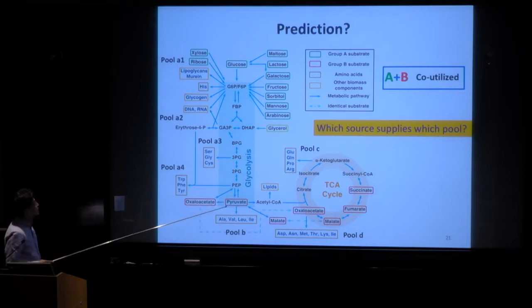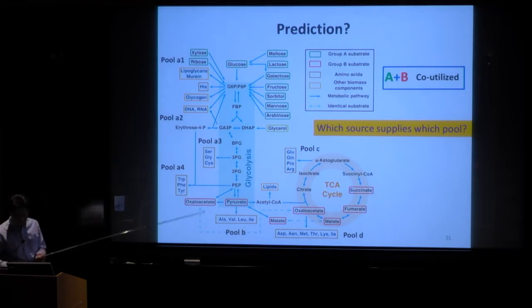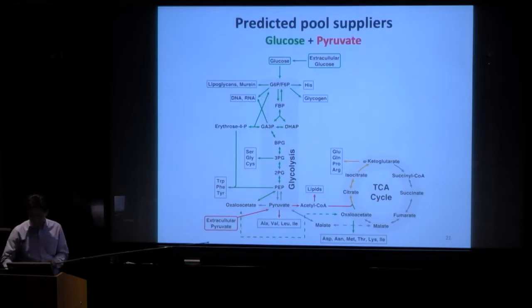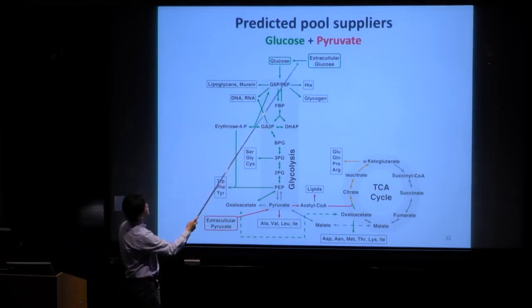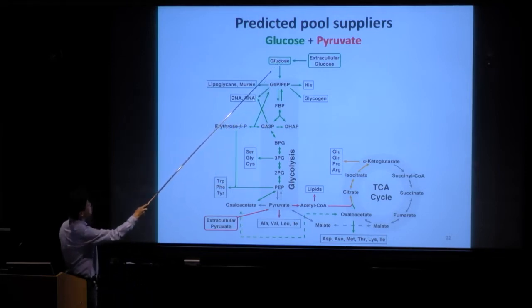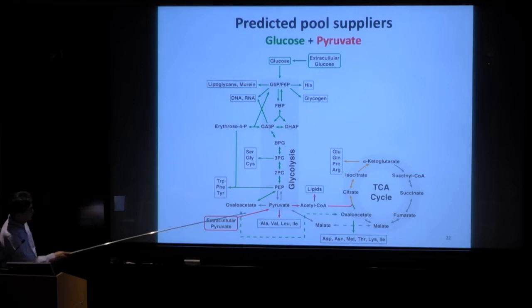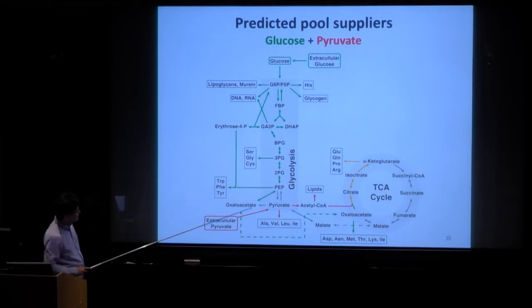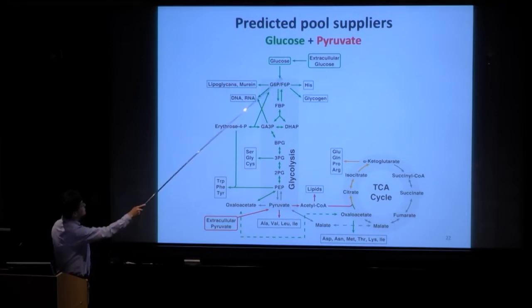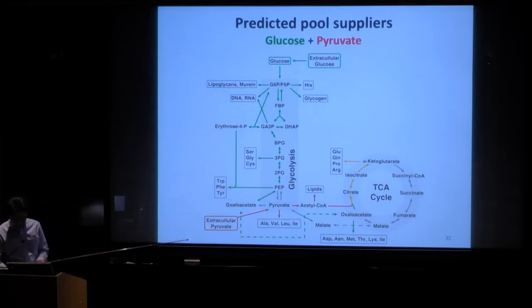So if I supply the E. coli with one A source and one B source, can I predict which of the amino acids will be from the B source and which of the amino acids will be from the A source, right? And then you can do the calculation. For example, if I give them glucose and pyruvate, glucose enters the metabolic network from the upper part, and pyruvate enters from this part, and I do the calculation. For each pool of amino acids, I calculate the enzyme efficiency, right? Is it more efficient from here, or is it more efficient from there? And then I decide it's from A or B.